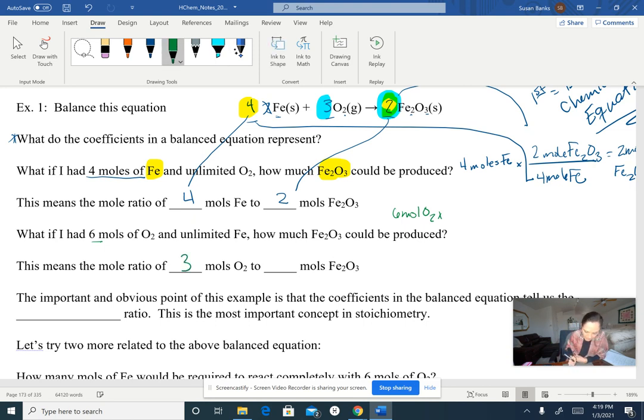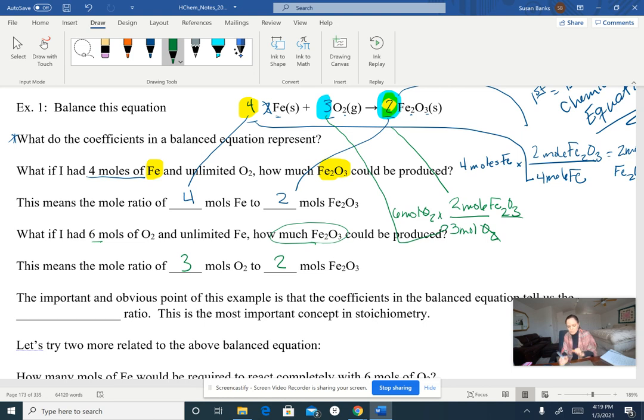I have 3 moles of oxygen to 2 moles of iron 3 oxide. Now, using the unit analysis, I want to cancel out my moles of oxygen, which means on the next step that oxygen has to be on the opposite side. So it's going to have to be on the bottom. So I'm going to take this 3 moles of oxygen and I'm going to put it on the bottom. For 3 moles of oxygen, I'm able to create 2 moles of iron 3 oxide. Okay, my moles of oxygen cancel, and I have moles of iron 3 oxide. Just what I wanted to know. How much iron 3 oxide?